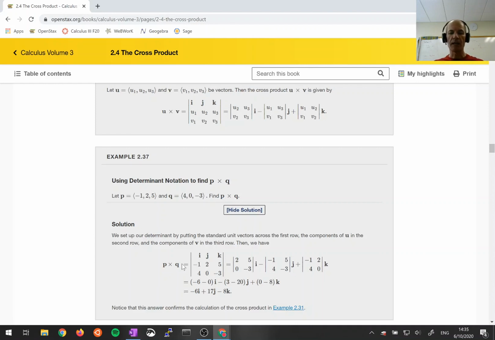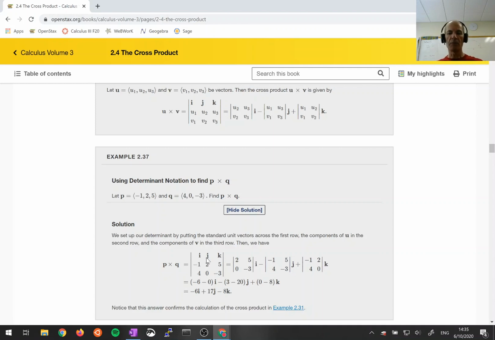So we take P and make it the middle row, and Q the last row, and we start computing. We take i times the determinant of this little 2 by 2 matrix. 2 times -3 is -6, minus 5 times 0, which is 0. That's down here. And this is going to net out to -6.